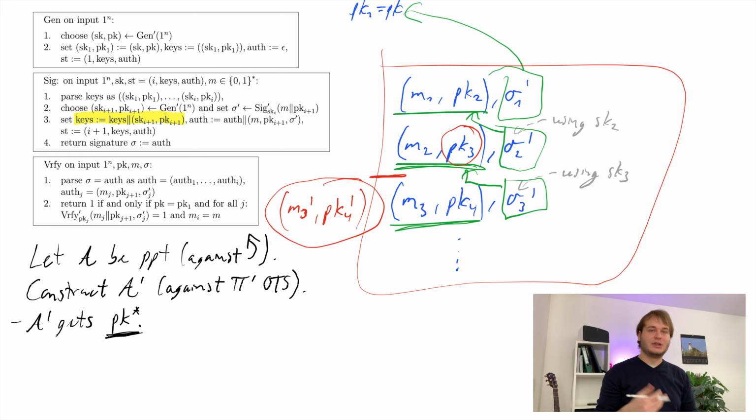Exactly. So we do index guessing. We need to guess at which point the adversary will do this interruption of the chain and for what public key he's going to give us the forgery. So let's do a little bit of index guessing.